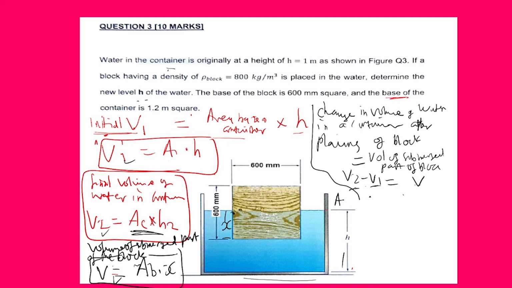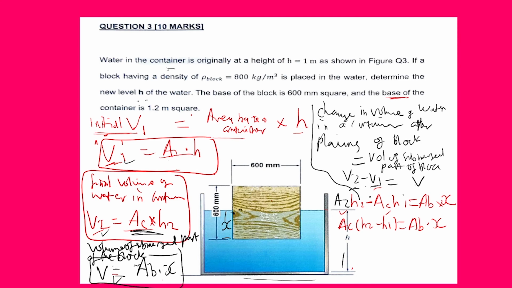So V2 equals A2 times H2, minus V1, which equals AC times H1. And the last one, V, equals the area of the block times X. So we have most of the information here. I can take AC out because it's common, and I'll be left with AC times (H2 minus H1) equals area of the block times X.